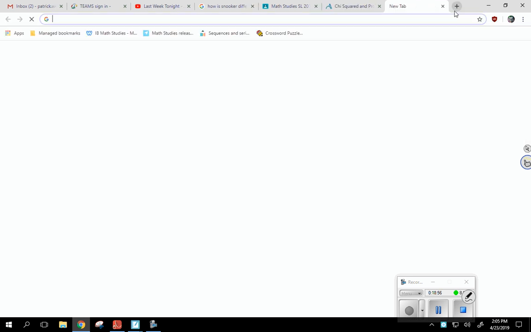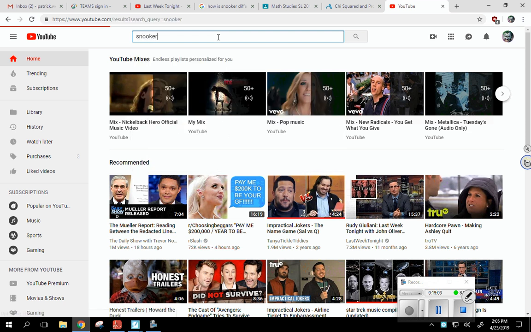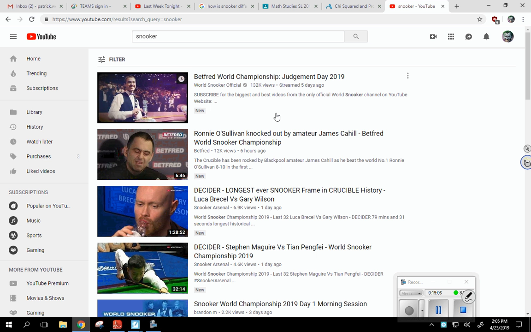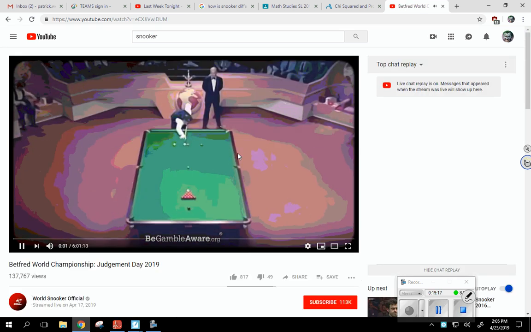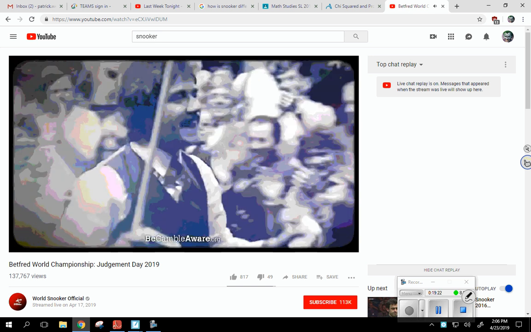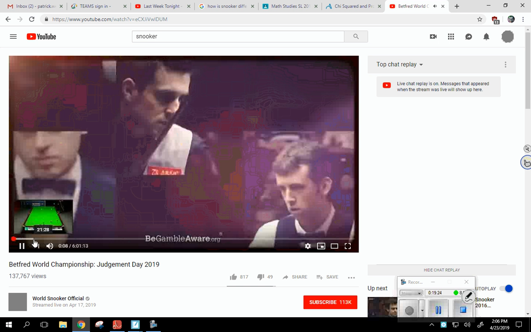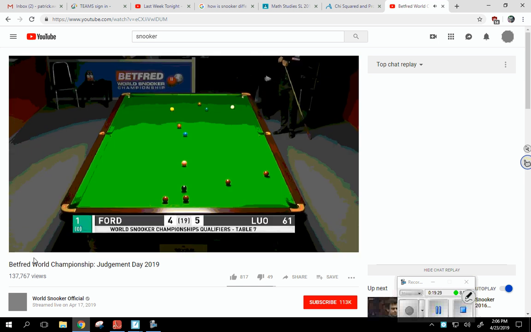Now, just so we're all on the same page, let's go to YouTube. Snooker. Let's see what snooker is. Ronnie O'Sullivan knocked out by amateur James Cahill. Ooh, I read about that. Celebrate the iconic Crucible Theater, glorious arena of champions. Okay, so that's a snooker table. No, it looks like a pool table to me. It's very similar. It looks a lot wider, though.